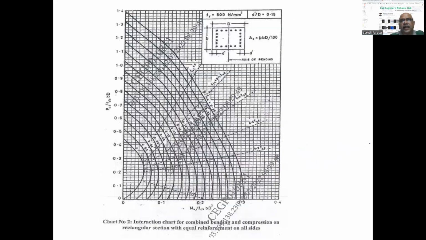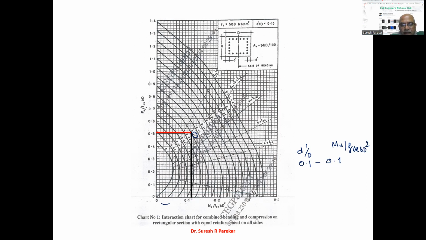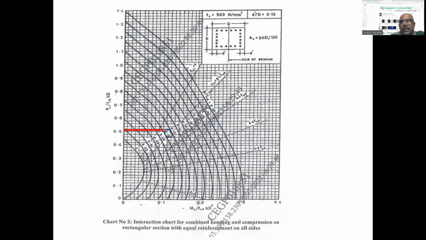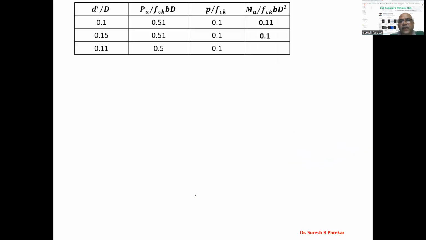Now we will go to another graph which is for 0.15. Then again we have to draw a line from 0.51 and then it will again cut 0.1 curve and then we will plot vertical line and that is 0.1. So last value, if you will see it, I can say 0.11 because it is close to this, and here I will consider value 0.1. So for 0.1 I have 0.11 and for 0.15 I have value 0.1, and then I will interpolate it.